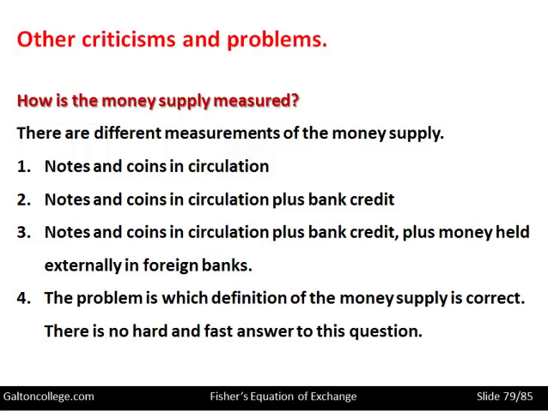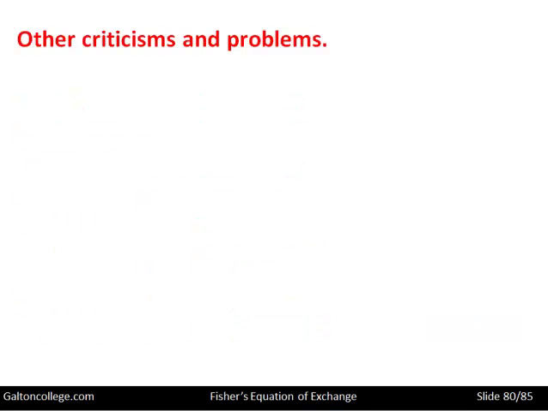The problem is, which definition of the money supply is correct for the Fisher equation to work? And it's difficult to answer that. So we've got delta M leads to delta P. That's the Fisher expression, and that's the one used by the monetarists. But we need to know what M is. Which definition suits?